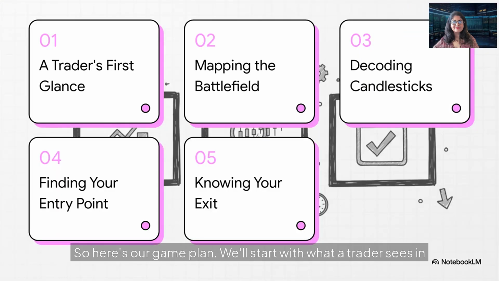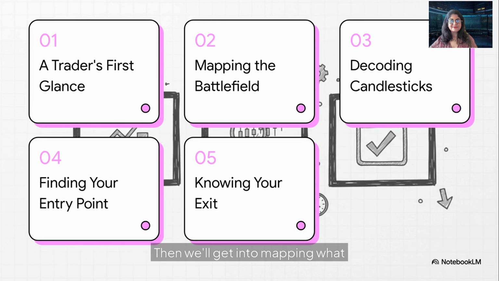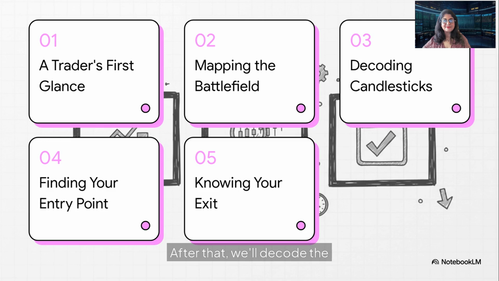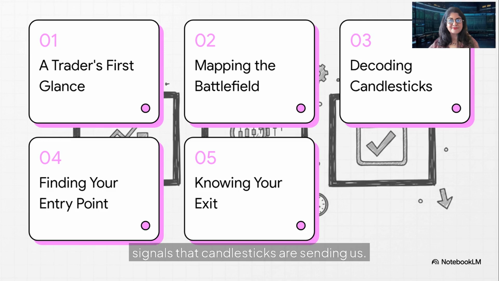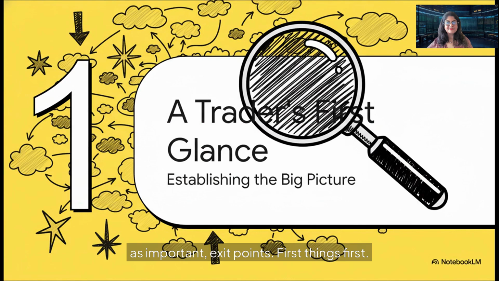So here's our game plan. We'll see what a trader sees in the first 5 seconds, the first glance. Then we'll get into mapping what I call the price battlefield. And after that, we'll decode the signals that candlesticks are sending us. And finally, we'll put it all together to find the smart entry and, just as important, exit points.